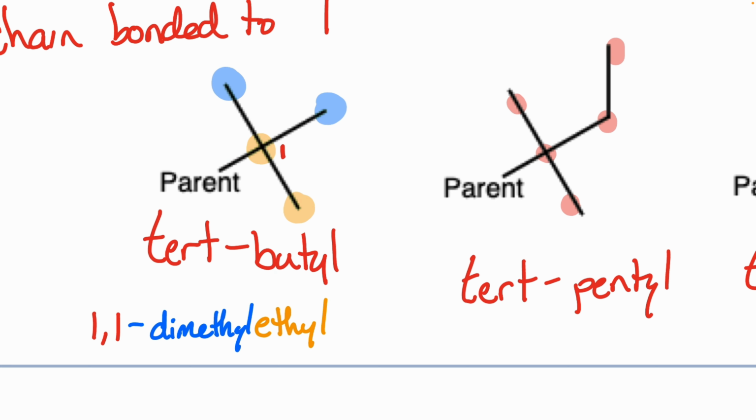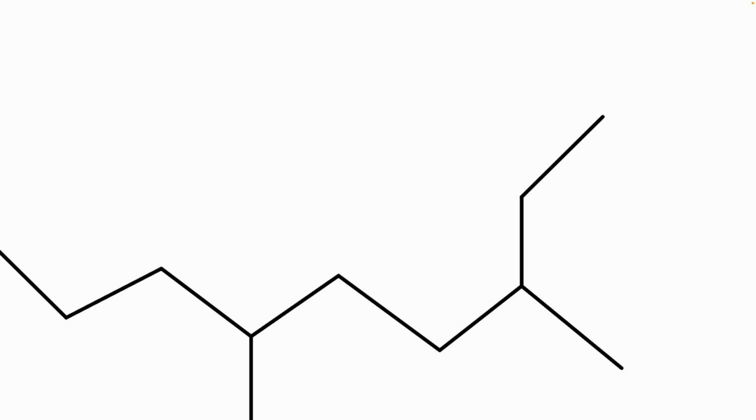All right, so keep in mind that the carbon bound to the parent chain must be carbon 1 when you're finding your parent chain, your fake parent. 1,1-dimethylethyl. All right, cool. One more caveat about how we're going to put this together.